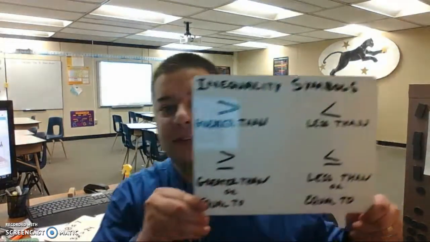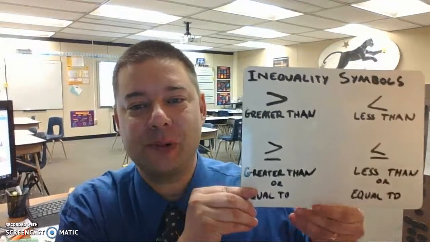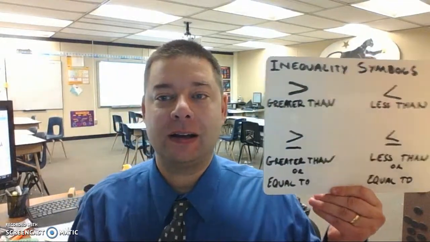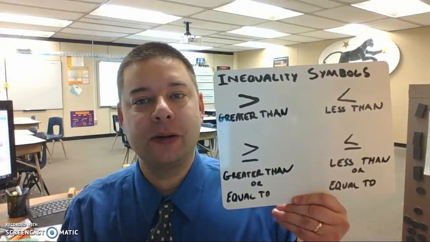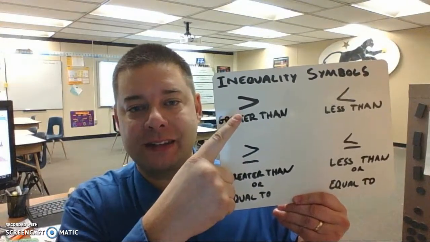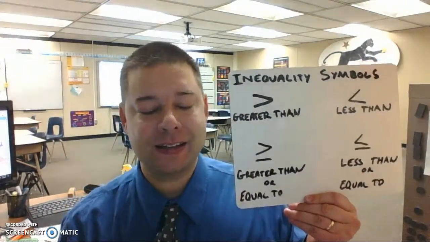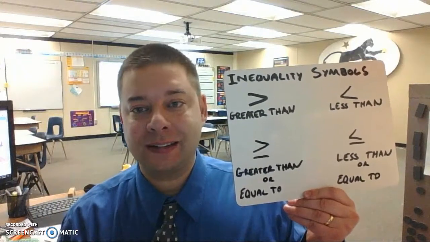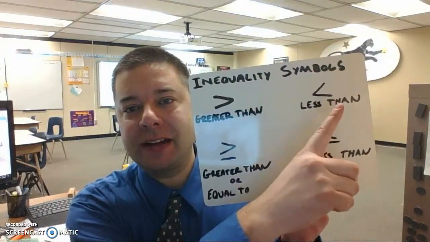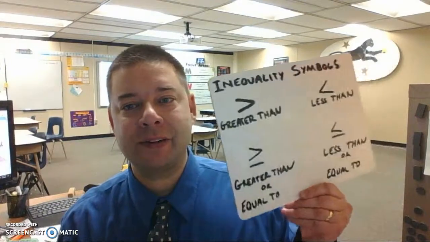So, here they are. The inequality symbols are symbols to know, obviously, when we're dealing with inequalities. You probably already know about the greater than sign. That's the chomping mouth that is going towards the left. The less than sign, obviously, is the chomping mouth going in the other direction.